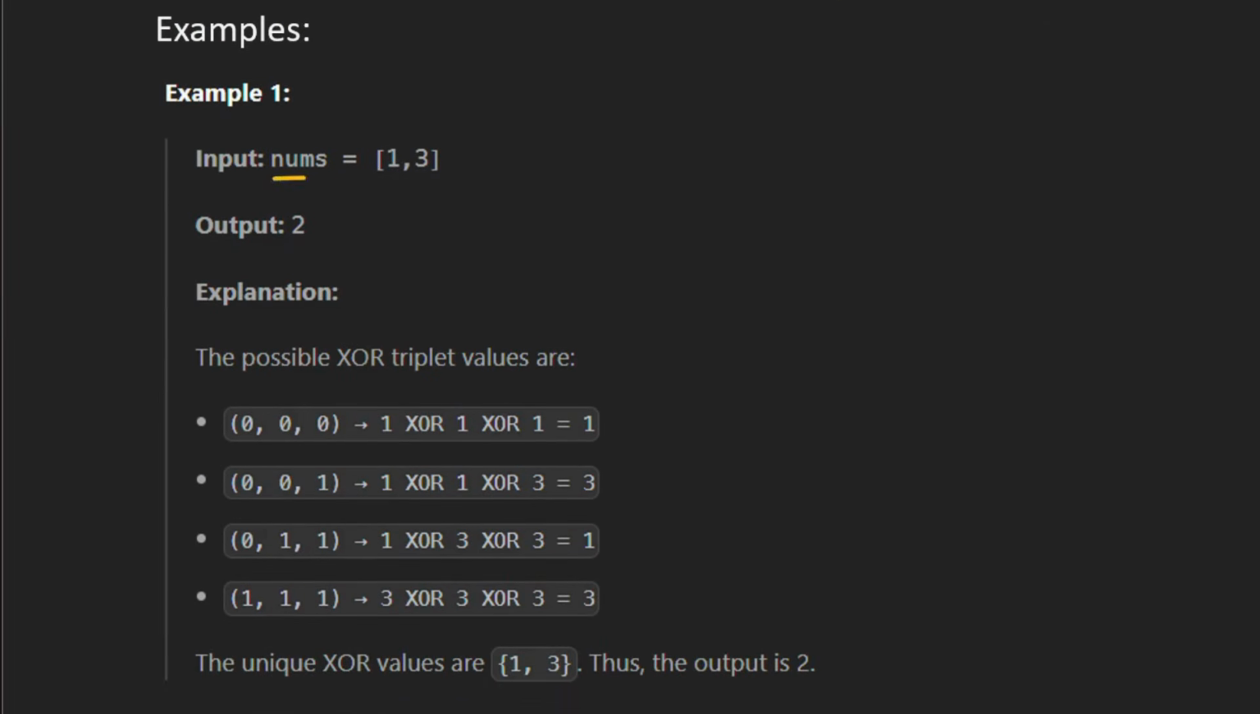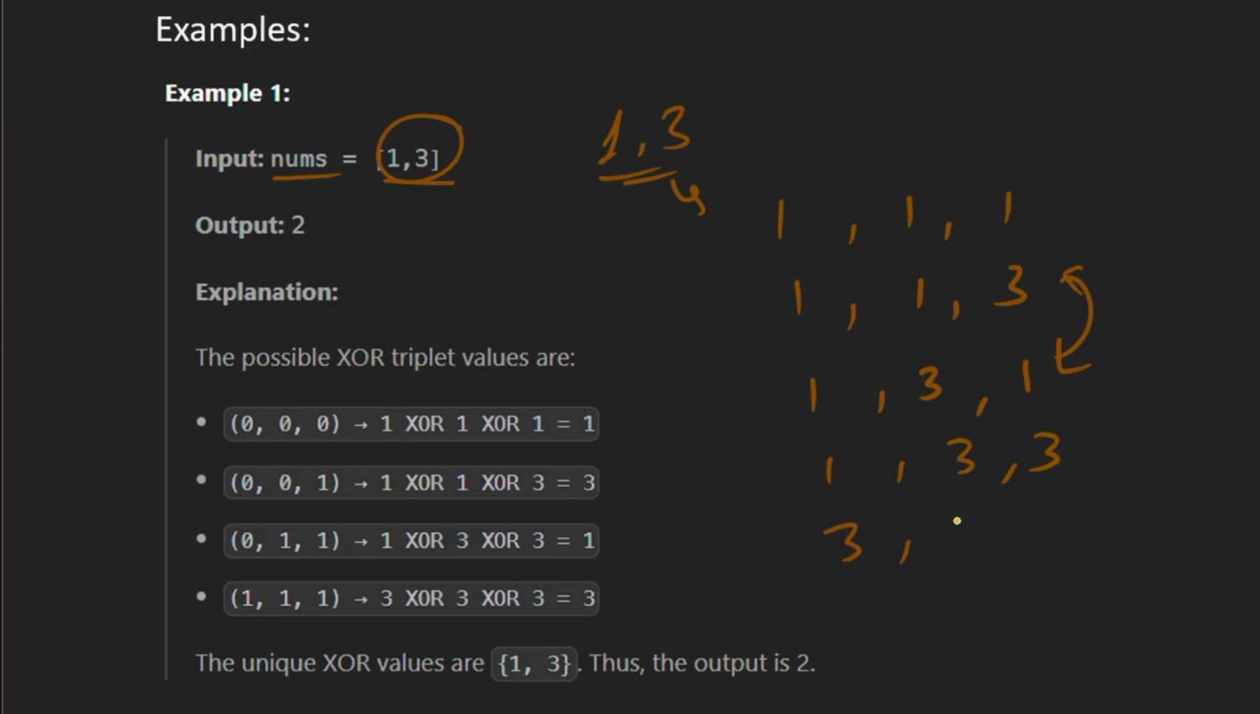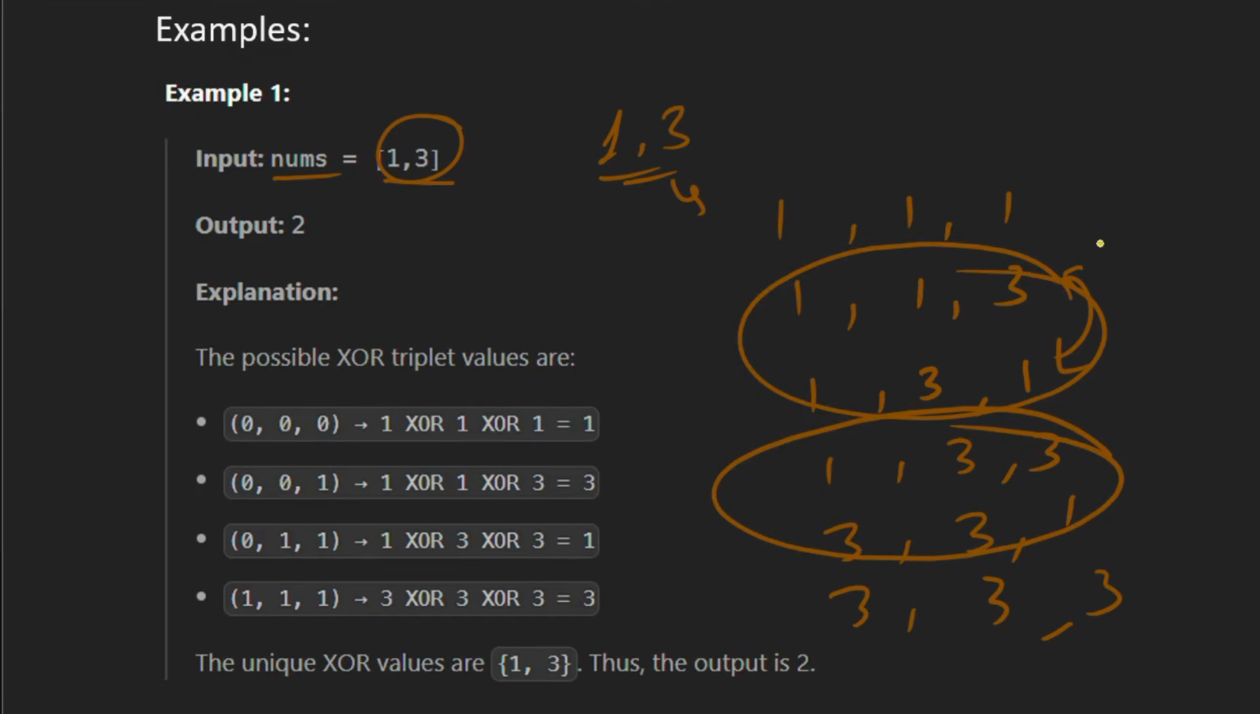See here, in our nums array we have two elements, 1 and 3. So what are the possible XOR triplets? The possible XOR triplets are 1 1 1, 1 1 3, 1 3 1, which is basically the same as the previous one, then 1 3 3 and 3 3 1, or we can say 3 3 3. So these two are same and these two are same. So in total we have four possible triplets.